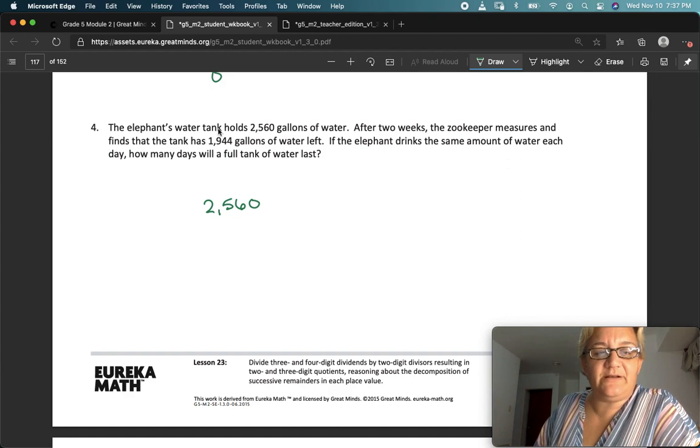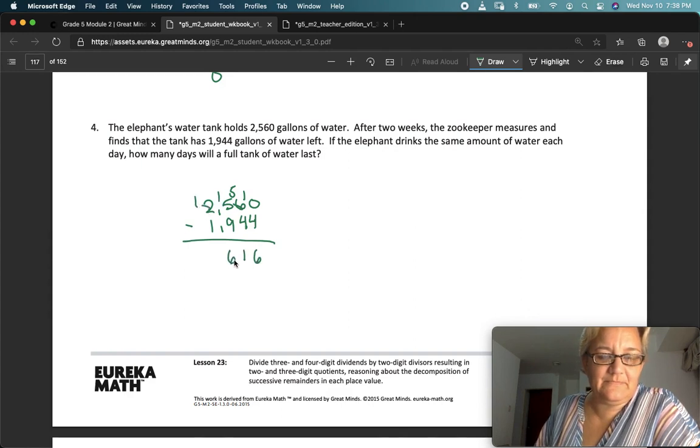Okay. The elephant's water tank holds 2,560 gallons of water. After 2 weeks, the zookeeper measures and finds that the tank has 1,944 gallons of water left. Okay. If the elephant drinks the same amount of water each day, how many days will a full tank of water last? So first of all, we're going to figure out how much he drank per day. So we're going to subtract and see how much was missing from the tank. And that number is 616 gallons. That is what he drank in 2 weeks.